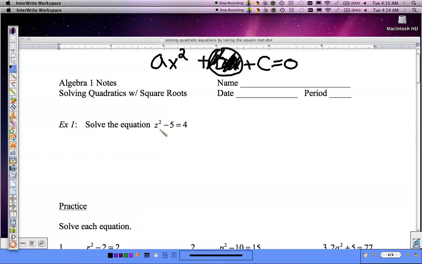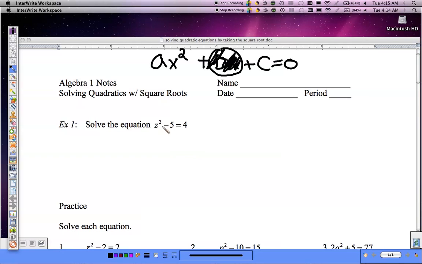Notice we have no b term. This is just z squared minus 5 equals 4. It's just the variable squared, so the ax squared term, and the rest of them are constants, so they'll combine to be a c term. And what we're going to do is just solve this equation the way you would solve any other equation, by first isolating the variable.